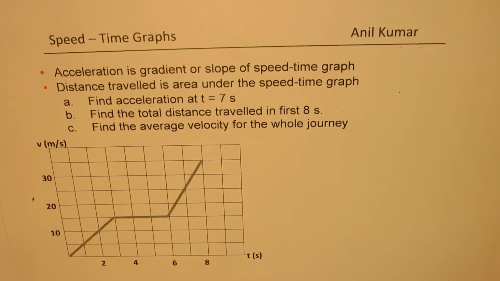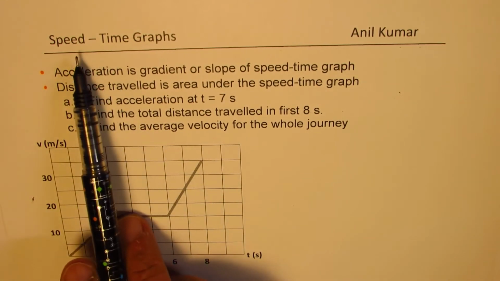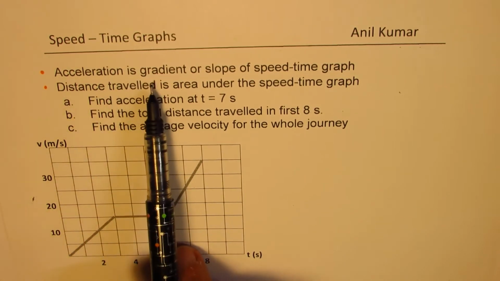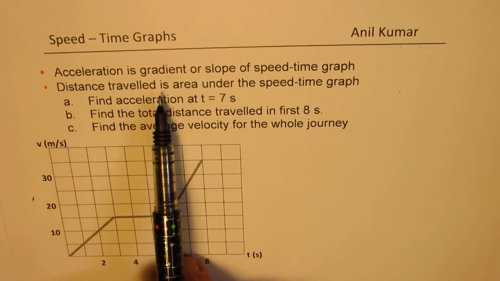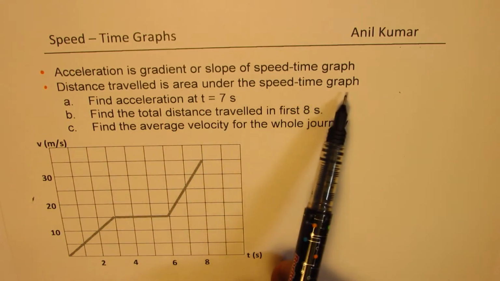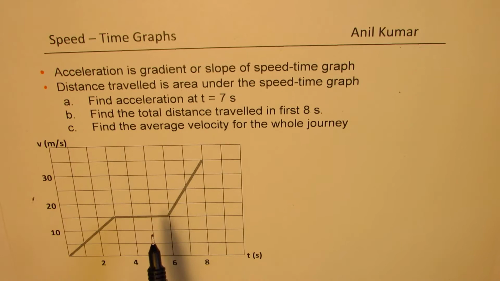We're trying to analyze speed time graphs, or you can say velocity time graphs. To give you the background, acceleration you can read from a speed time graph as the gradient or slope at any point, and distance traveled is the area under the speed time graph. So here the question is based on the figure given to you.